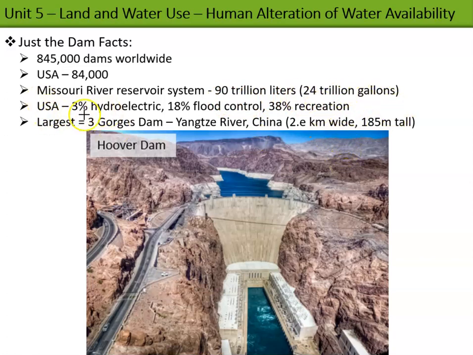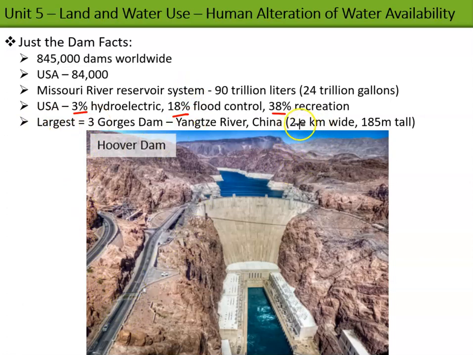In the U.S., only about 3% of the dams that we build are hydroelectric, about 18% are flood control, about 38% are recreation, and the vast majority of the rest of those are reservoirs built for human consumption, for drinking water. The largest dam in the world is the Three Gorges Dam on the Yangtze River in China.